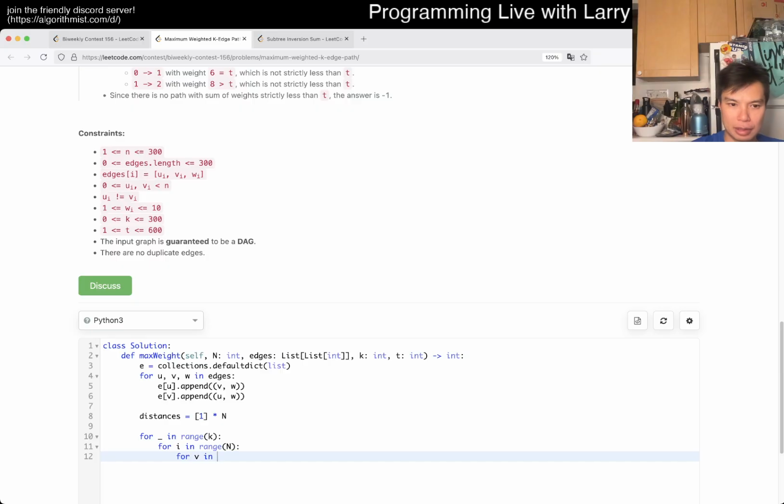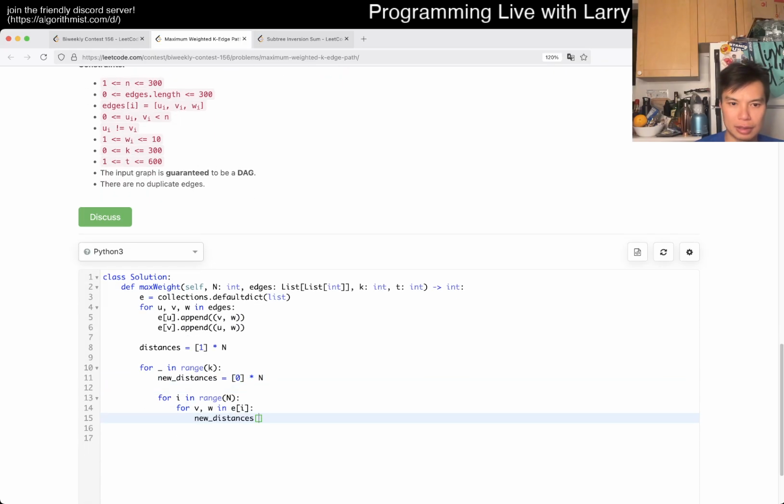In E sub I, V, W, let's just say no distances. No, I mean it's fine, right? So distances, possible distances. No, we didn't need distances. Right?